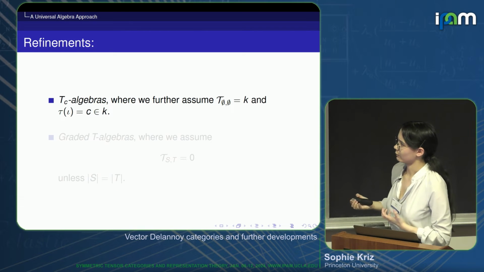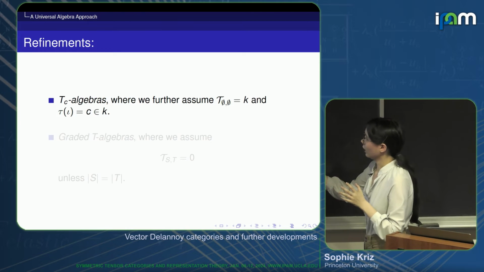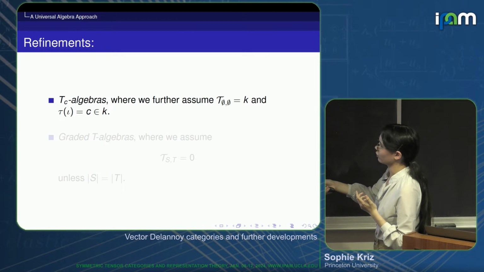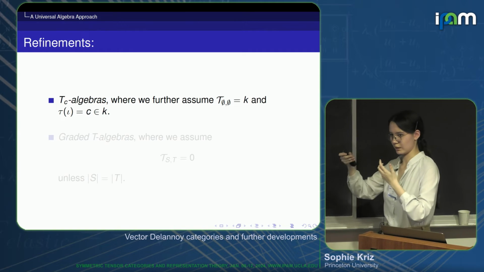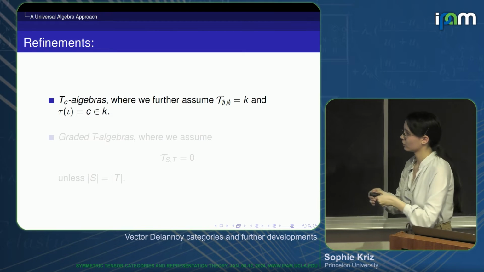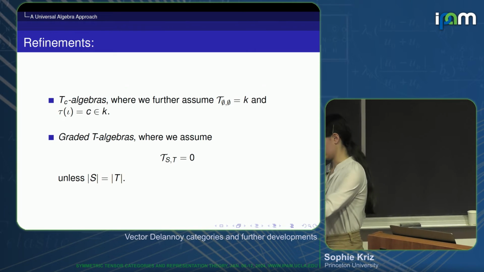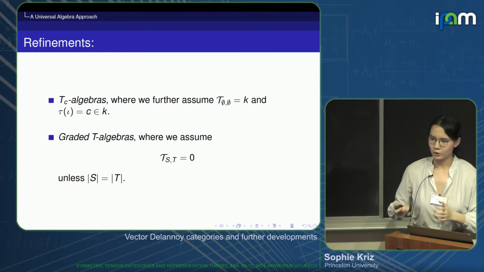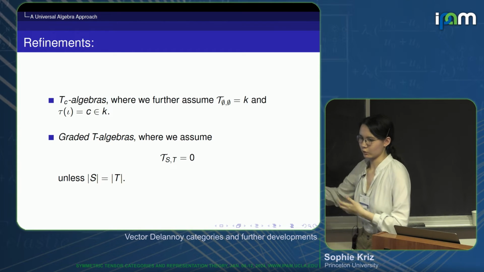And so some refinements which we might want to consider is we might want to force that the endomorphisms of this unit object are the field K. And so we choose some C, which is the trace of this basic iota, which is the identity on X. So C is the dimension of this basic object. So we can call this TC algebras. Or we can look at graded T algebras, where we assume that these T spaces from some finite set S to T are 0 unless the sets are of the same cardinality. So for example, the T algebra corresponding to rep of GL C will be graded.